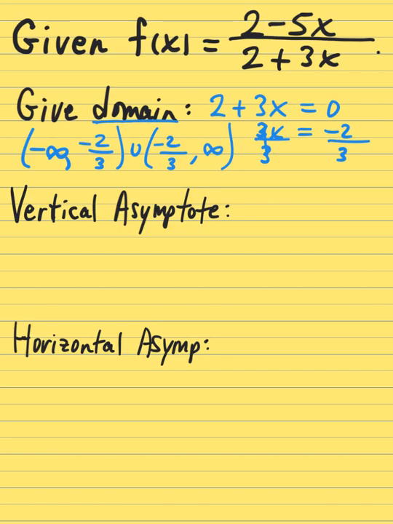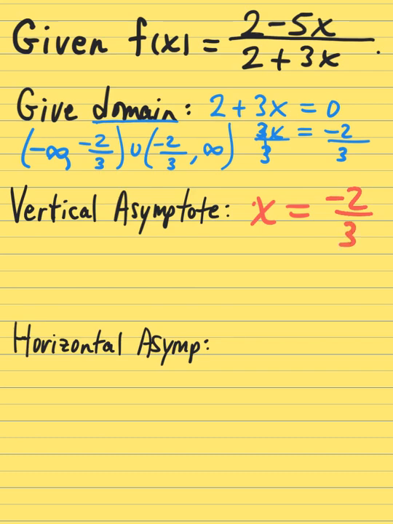Since our original function is not factorable on top and/or bottom, 2 minus 5x, there's nothing to factor out. 2 plus 3x, there's nothing to factor out. If that's the case, where your denominator is not factored and cancels with any common factor in the numerator, your vertical asymptote is actually the value that you're throwing out of the domain. For this one, it is x equals negative 2/3.